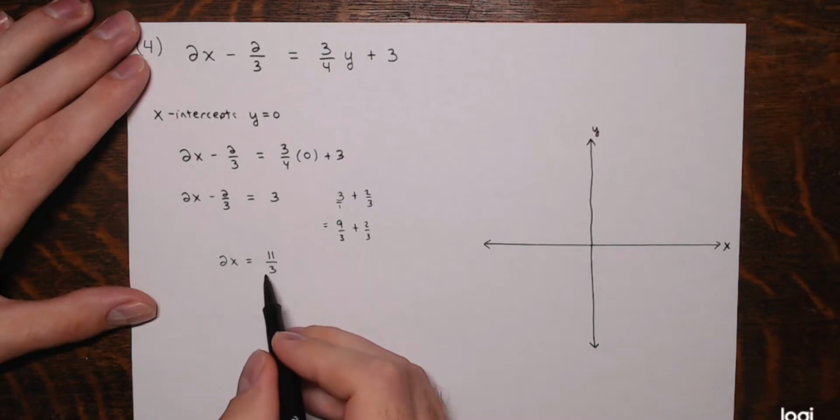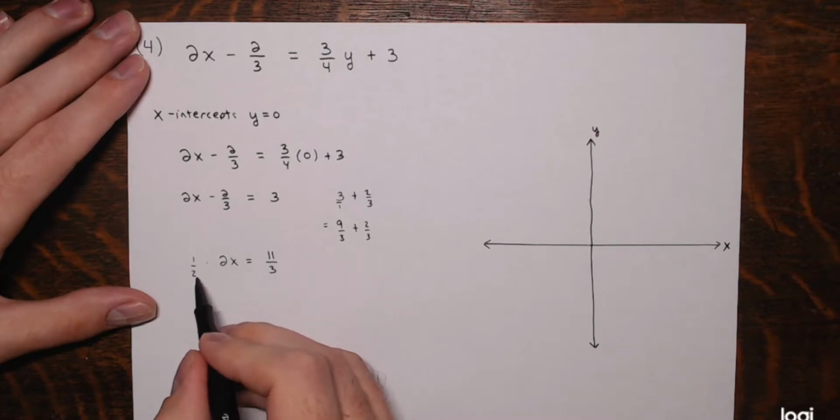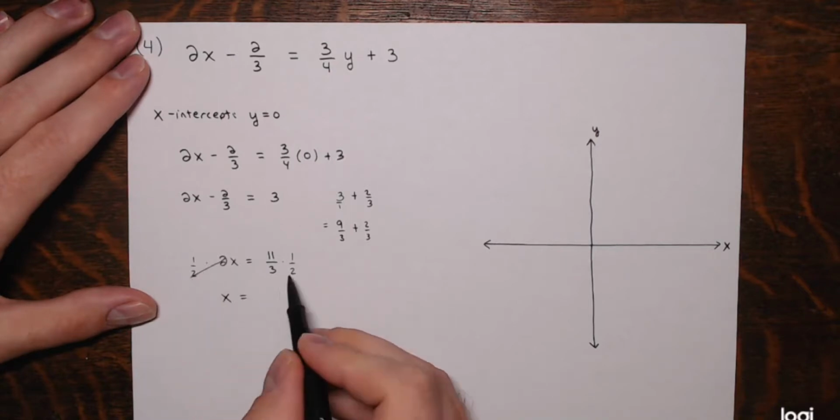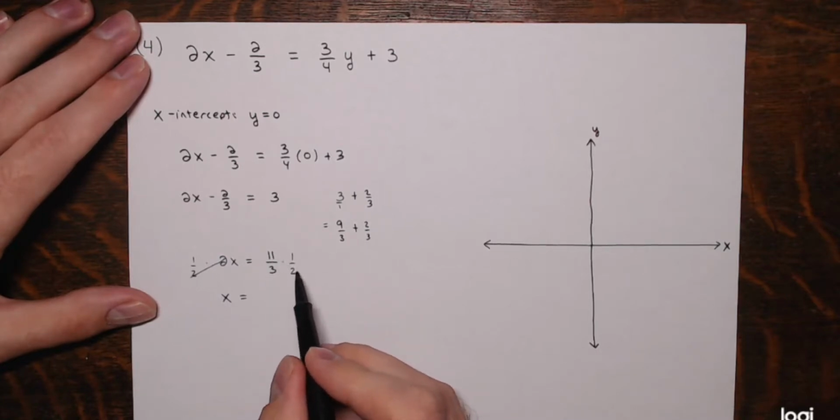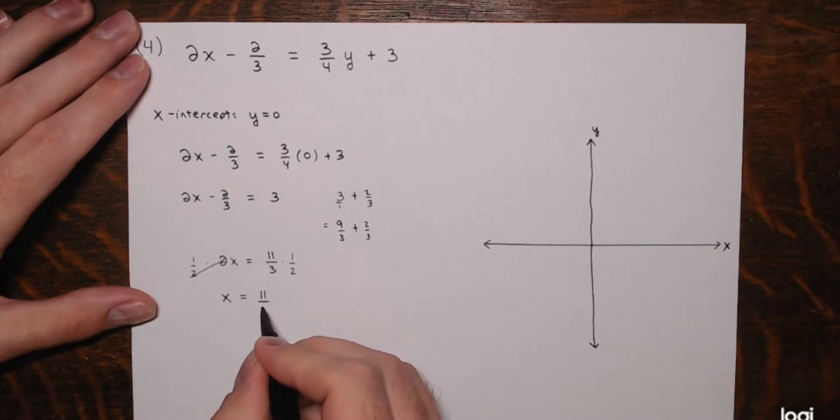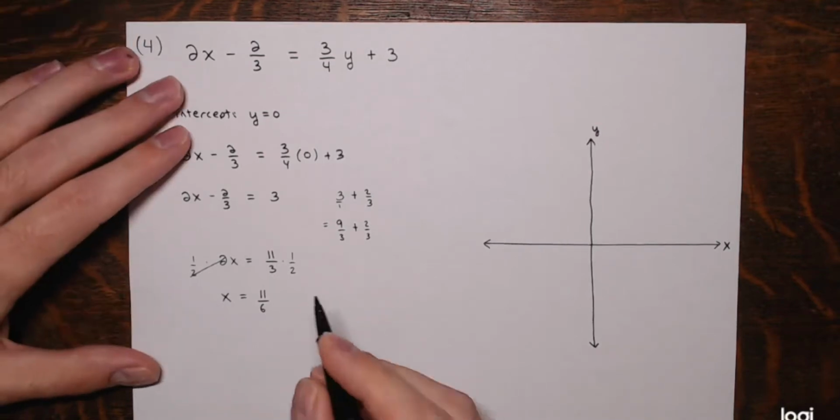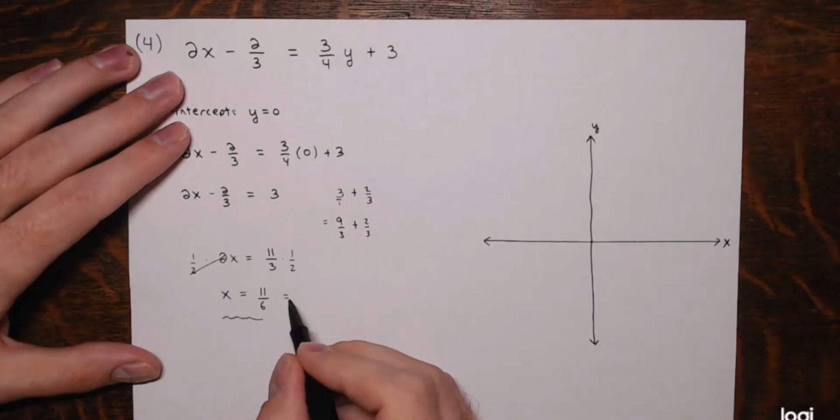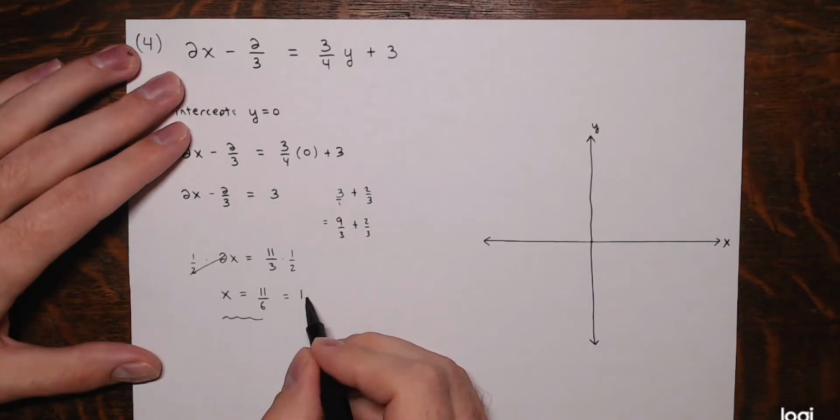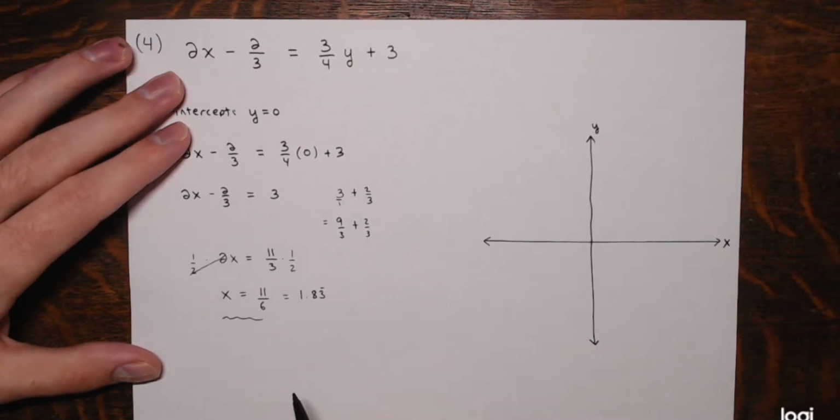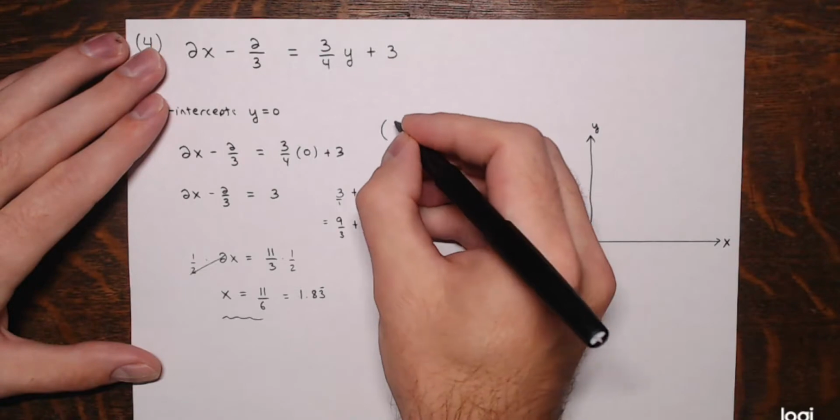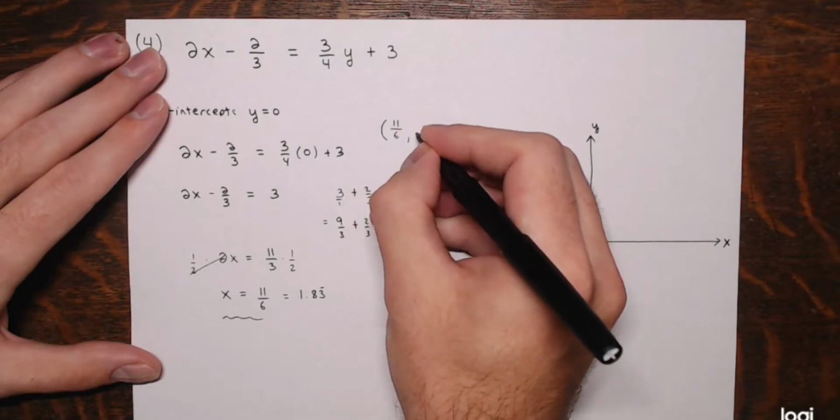And then I divide both sides by 2, or multiply both sides by 1/2. That way the 2's cancel over here. I have x equals 11/6. When you multiply fractions, you just multiply the numerators, multiply the denominators. So this would be 11/6, which is 1 5/6, which is 1.8333333 if you put it as a decimal, take 11 divided by 6. So the x-intercept is 11/6, comma 0.